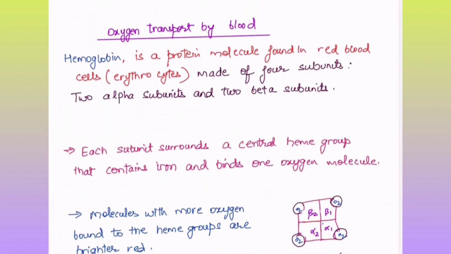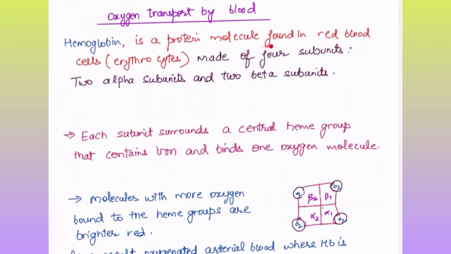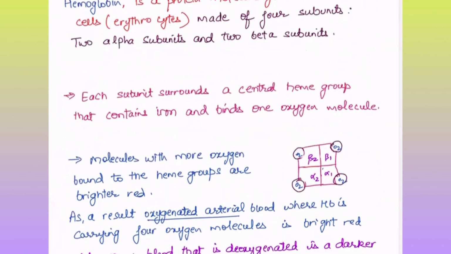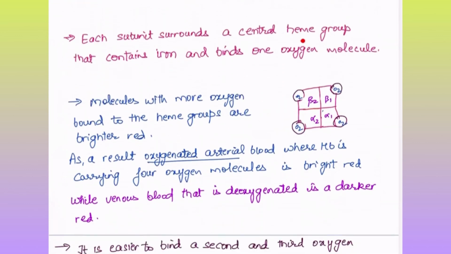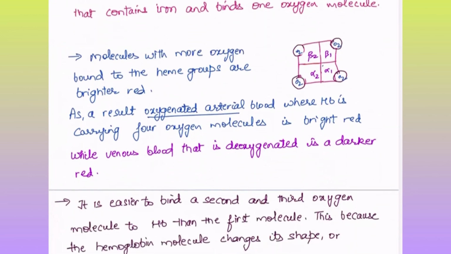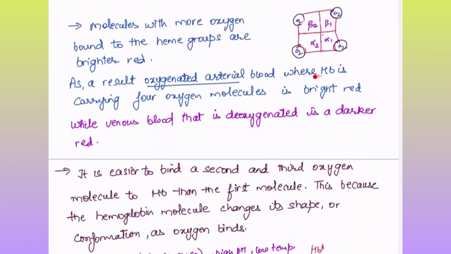Oxygen transport by blood. Hemoglobin is a protein molecule found in red blood cells made up of 4 subunits, 2 alpha subunits and 2 beta subunits. Each subunit surrounds a central heme group that contains iron and binds one oxygen molecule. Molecules with more oxygen bound to the heme group are brighter red. As a result, oxygenated arterial blood, where hemoglobin is carrying 4 oxygen molecules, is bright red, while venous blood that is deoxygenated is a darker red.